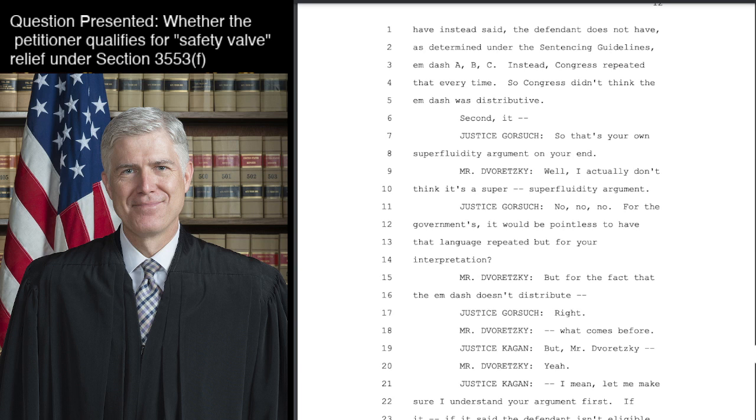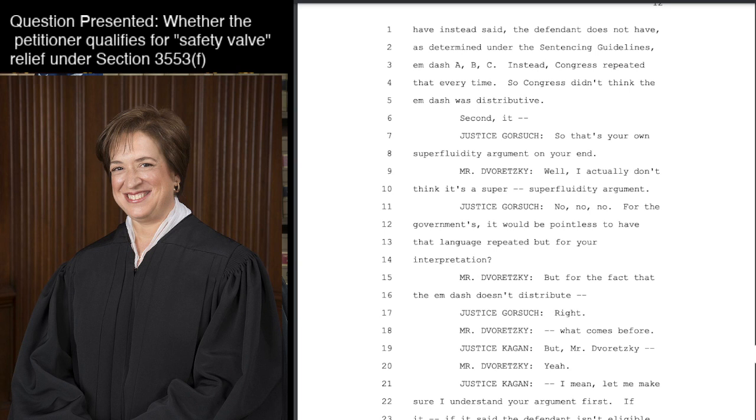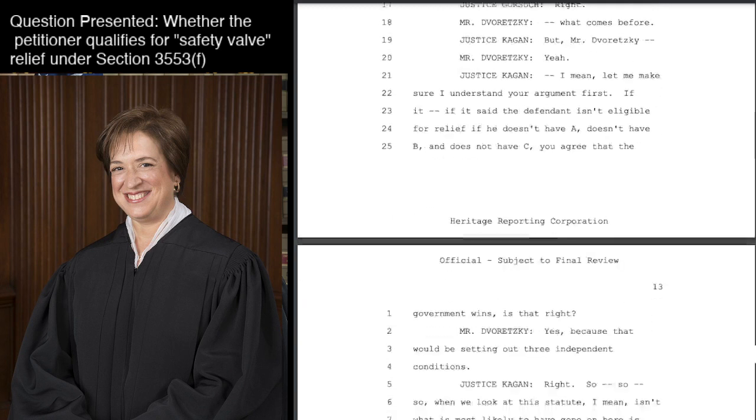Second, so that's your own superfluity argument on your end. Well, I actually don't think it's a superfluity argument. For the government, it would be pointless to have that language repeated, but for your interpretation. But for the fact that the em dash doesn't distribute what comes before. But, Mr. Dvoretsky, let me make sure I understand your argument first. If it said the defendant isn't eligible for relief if he doesn't have A, doesn't have B, and does not have C, you agree that the government wins. Is that right?